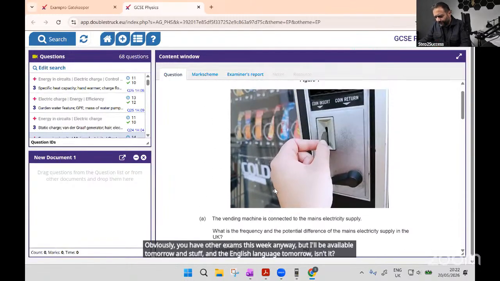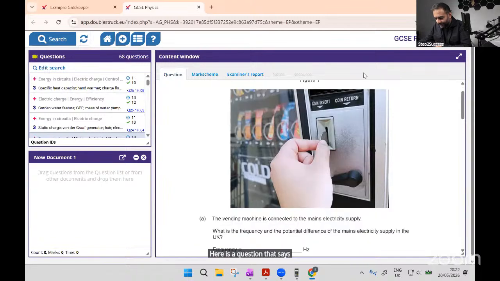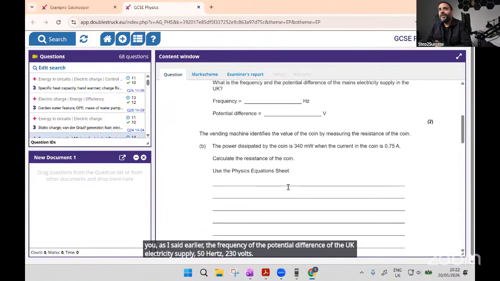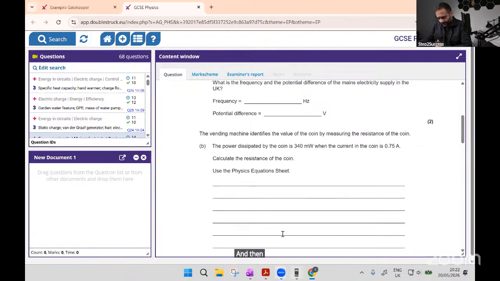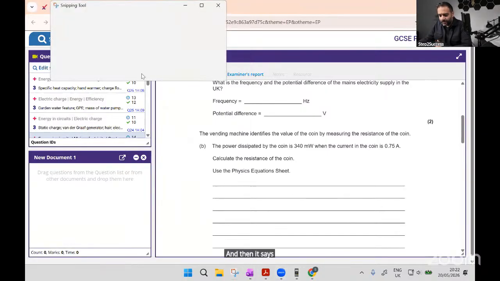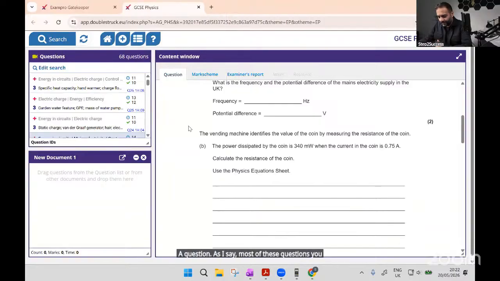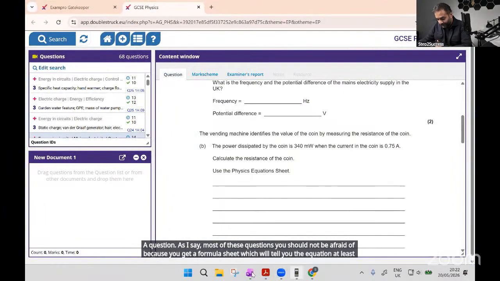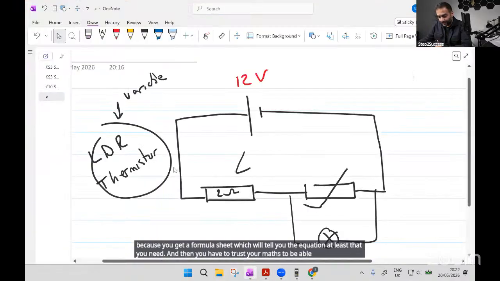Here is a question that says that there is a vending machine here, and it asks you, as I said earlier, the frequency of the potential difference of the UK electricity supply, 50 hertz, 230 volts. And then it says a question. As I say, most of these questions you should not be afraid of because you get a formula sheet which will tell you the equation at least that you need, and then you have to trust your maths to be able to do stuff like this.